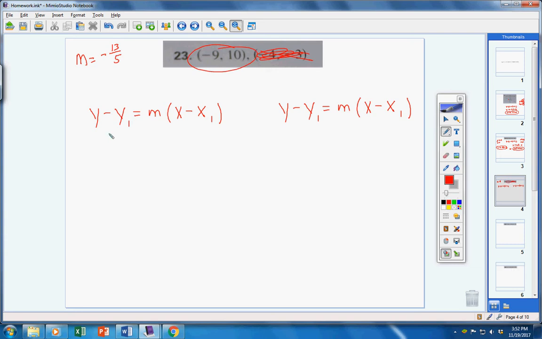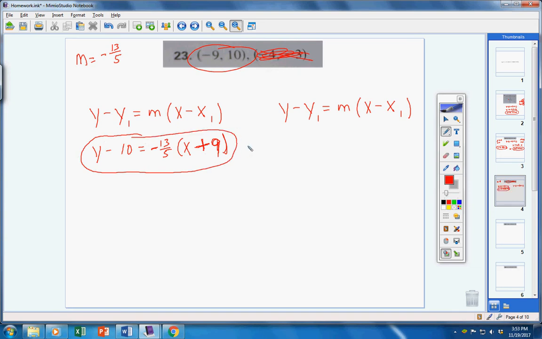We'll use this point here. Y minus y, which is 10, equals m, negative 13 fifths, over x minus x, which is negative 9. And of course, students, we know that a negative negative 9 is a positive 9. That's it. Nothing else to do.